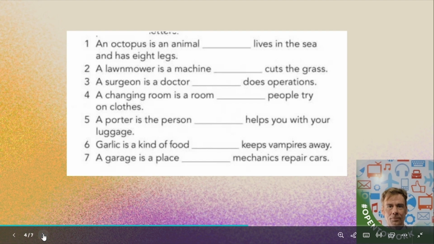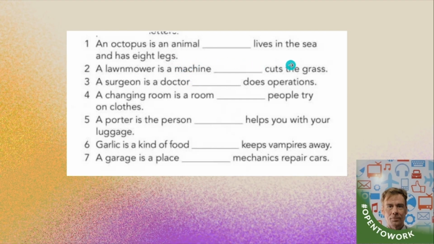All right. So complete these sentences with a relative pronoun. An octopus is an animal, blank, lives in the sea, and has 8 legs. I always thought of them as arms myself, but okay. Again, we don't use who for animals, so the correct pronoun here is which. An octopus is an animal which lives in the sea and has 8 limbs. Let's call them limbs.